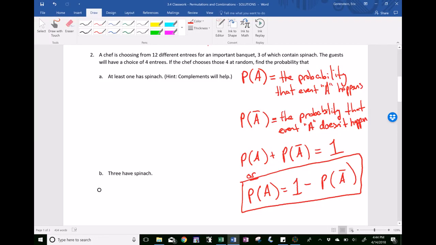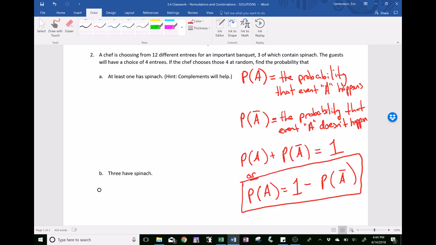Okay, in this problem, a chef is choosing from 12 entrees, 3 of which have spinach, so the other 9 do not. The guests will have a choice of 4 entrees, and if the chef chooses 4 of them, part A, what's the probability that at least one has spinach? Now, I want to focus on my hint here just for a little bit.